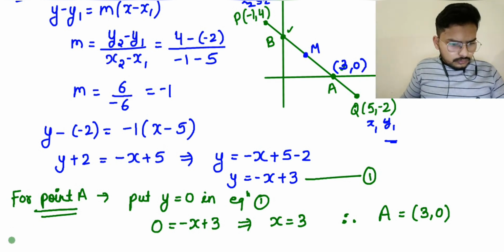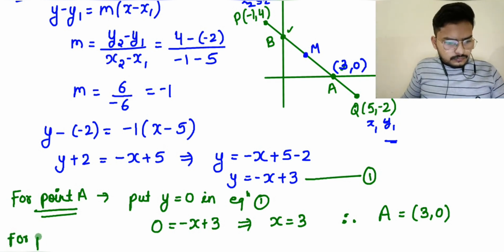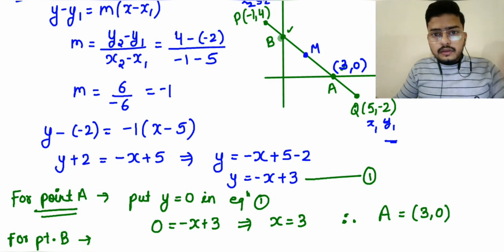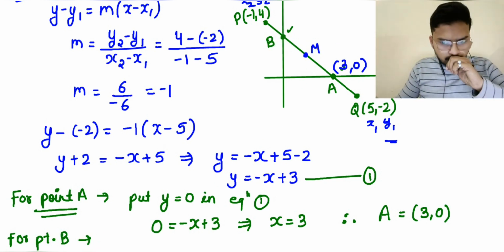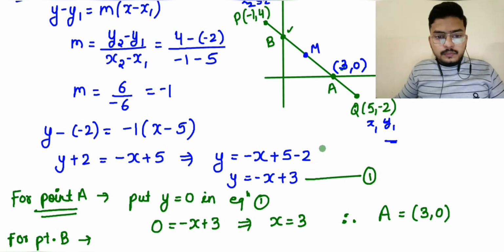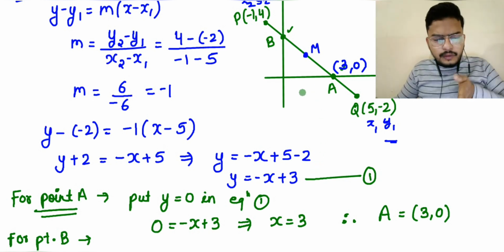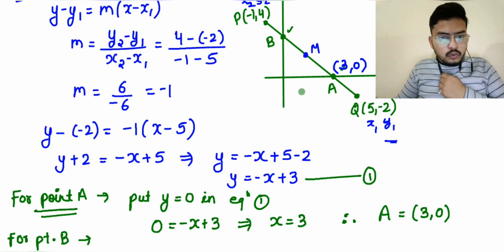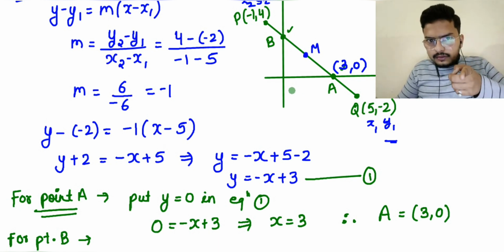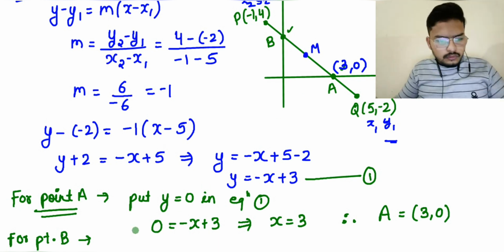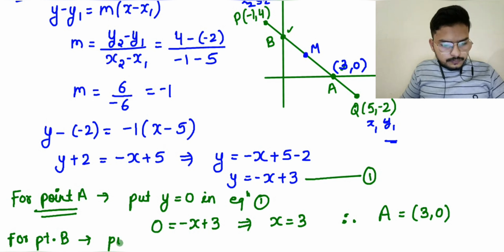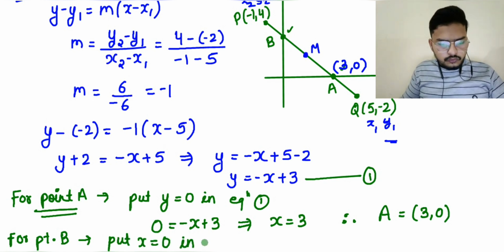Now for point B, because point B lies on the y-axis, and this point B clearly lies on the y-axis, right? So if it is lying on the y-axis, then the x coordinate must be 0, right? So here now put what? x equals 0 in the same equation, equation number 1, right?